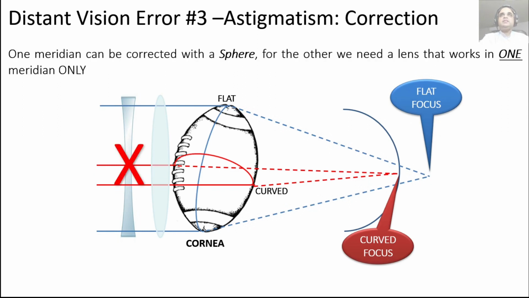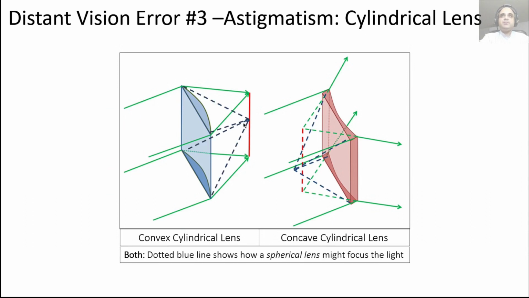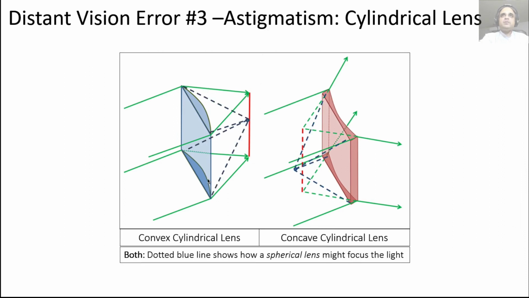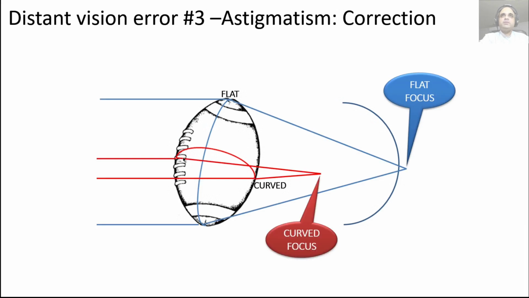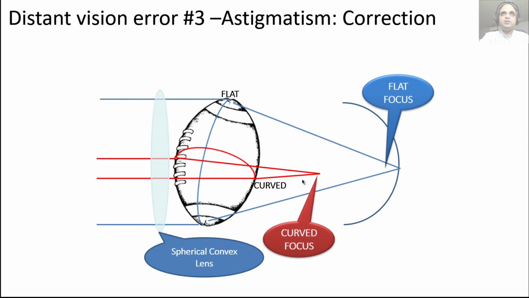What we need is a lens that only works in one meridian or one axis, and that lens is called a cylindrical lens. And this is how a cylindrical lens works. Rather than bringing light to a point focus as shown by these blue light rays, it brings the light into a line focus as shown by these green light rays and this red line. So what we do now is we fix one focus with our spherical convex lens, which is good. It will move both these foci, understandable, we already know that.